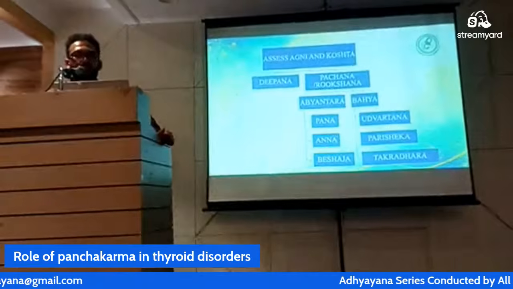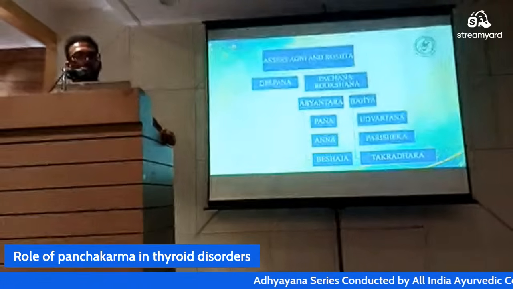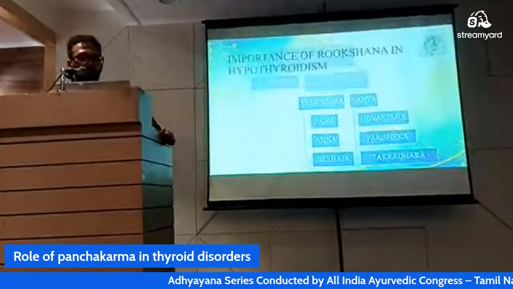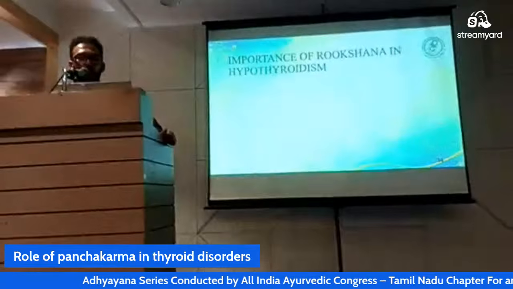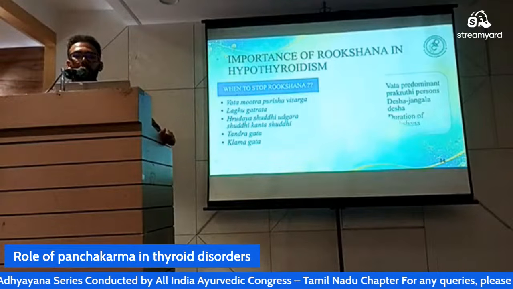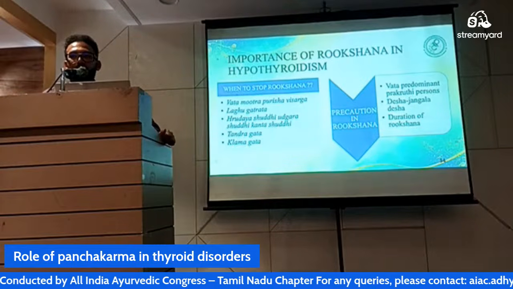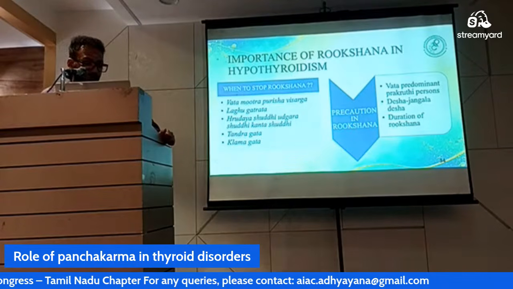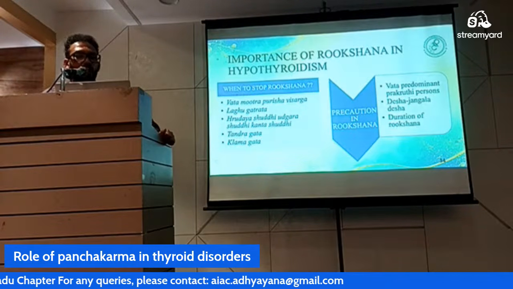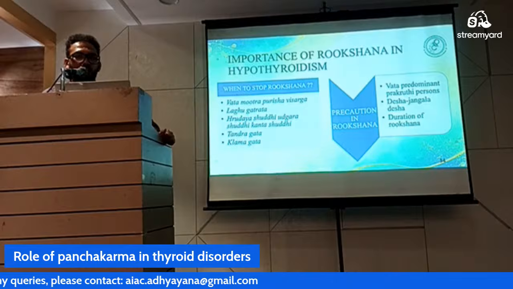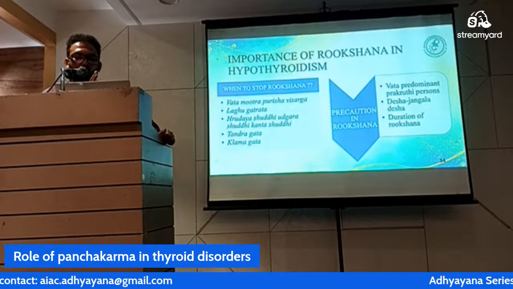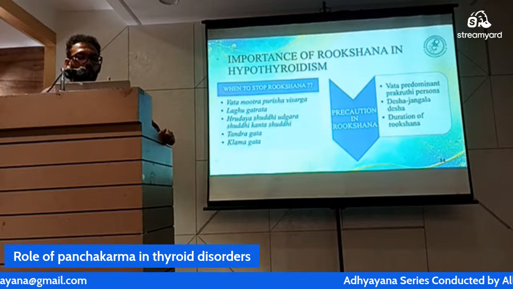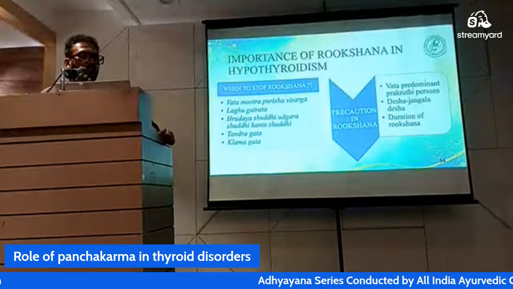So once the Rukshana is attained, only then can Snehana be given. But how to give the Rukshana and when to stop it? When you see the Samyak Rukshana Lakshanas, that is Vata Mutra Purisha Sangha, Gatra Laghava, Tandra, Hridayodgara Kantha Shuddhi, Klama Agate. When these Lakshanas are attained, it is good. We note that we have to stop the Rukshana Karma and go for the Snehana Karma.